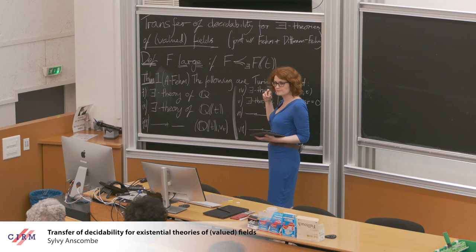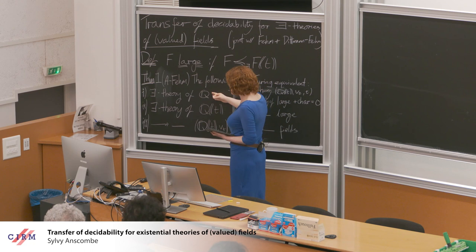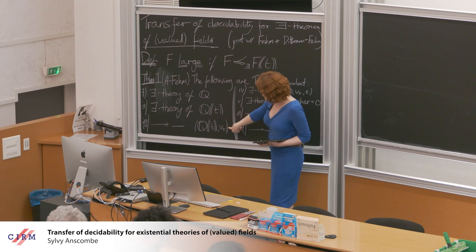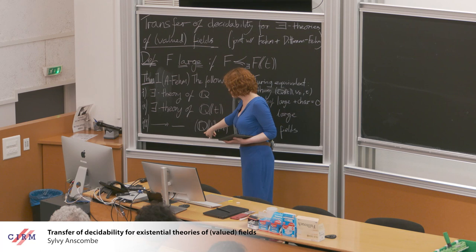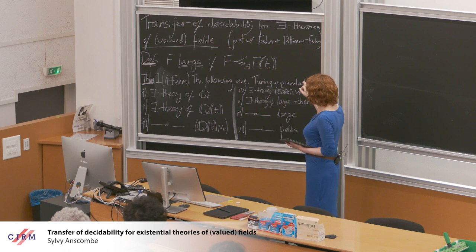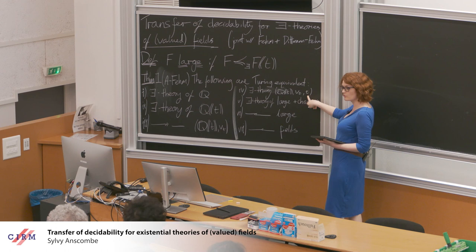Okay, so the first theory is the existential theory of Q. Second is the existential theory of the formal power series over Q. The third is the existential theory of the valued fields, the formal power series over Q with the t-adic valuation. I'll be a bit more precise later about what language I'm talking about there. The fourth is the existential theory of the same thing with an additional constant symbol for t, which is a uniformizer.